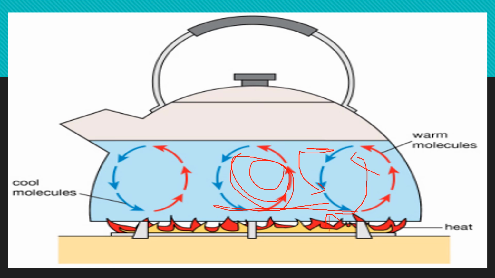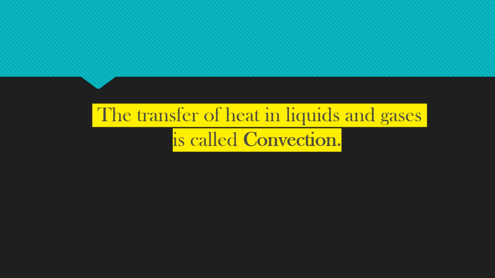So the warm molecules right from here will move up, and the colder water molecules that are lying here, which are denser, will move down, and then they again get heated up. And this process continues until the whole water is getting heated. So this type of heat transfer where a convectional current is occurring can be termed as convection. So the transfer of heat in liquids and gases is called convection.